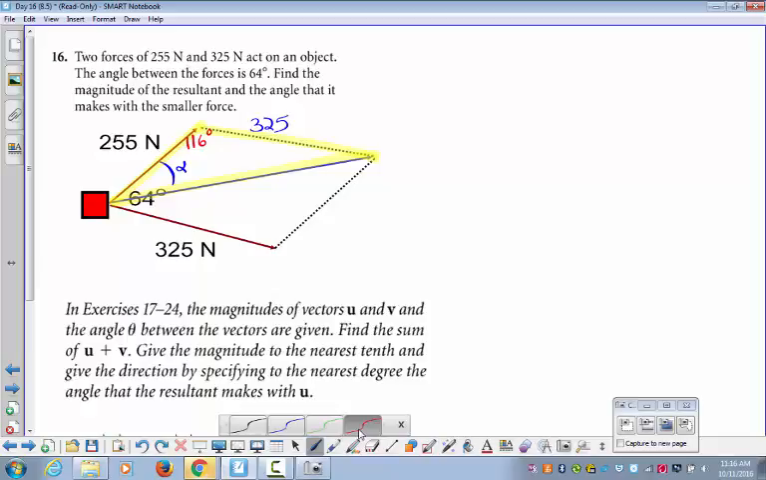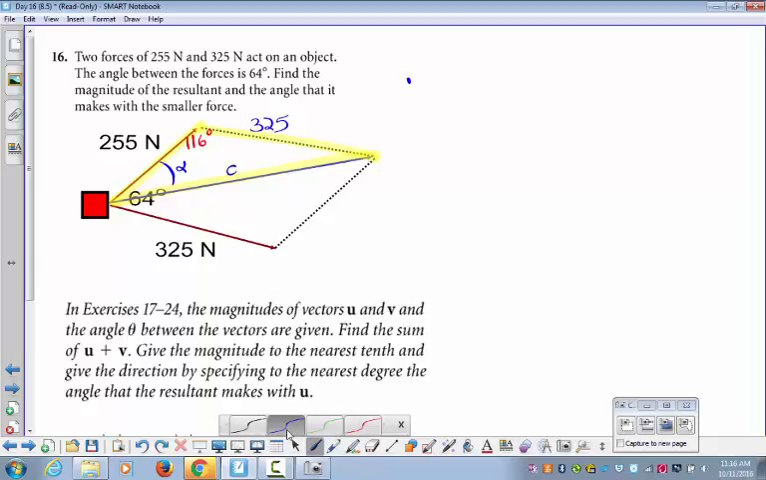Now we have a side angle side. What do we use for side angle side? Law of cosines. Exactly. Law of cosines. So let's call this distance here c. We could call it r for resultant vector, but we've been using r a lot for radius, so let's not do that. Let's just call it c.